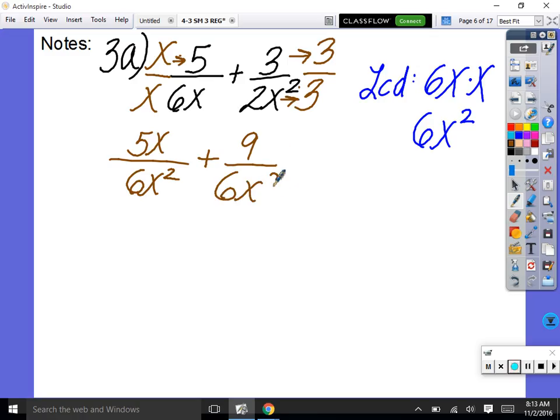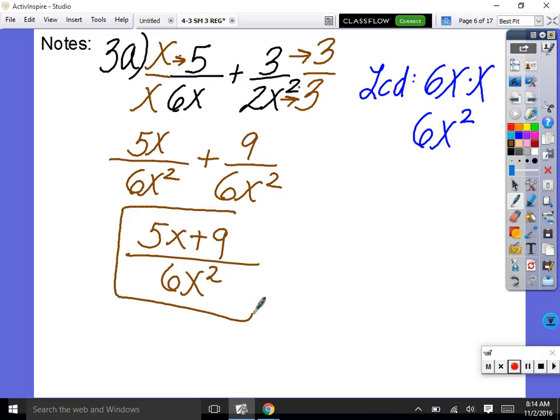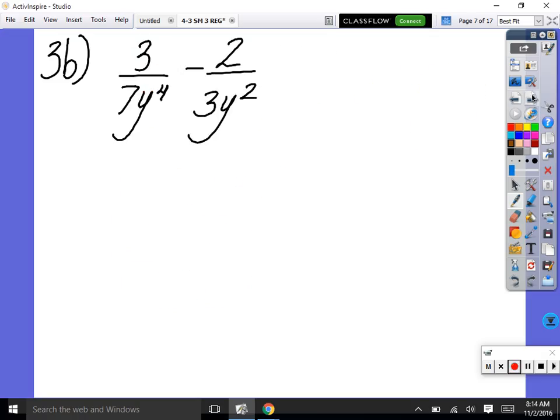Now check and make sure. Do we have a common denominator? Yes. So now we can put it all over one fraction. So now we'll add straight across. That's 5x plus 9. And it's all over the common denominator of 6x squared. We have just added 2 rational expressions. So then you say to yourself, does it simplify? Does the top factor? No. So we know nothing's going to divide out. So this is our final answer. Everybody good with that? Okay, let's do 3b.